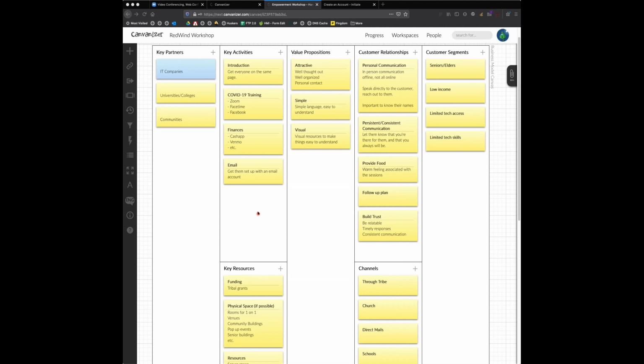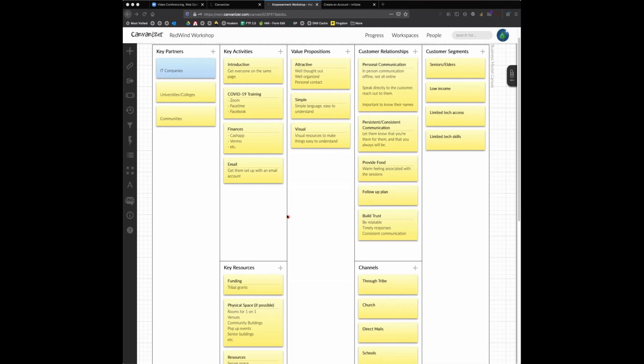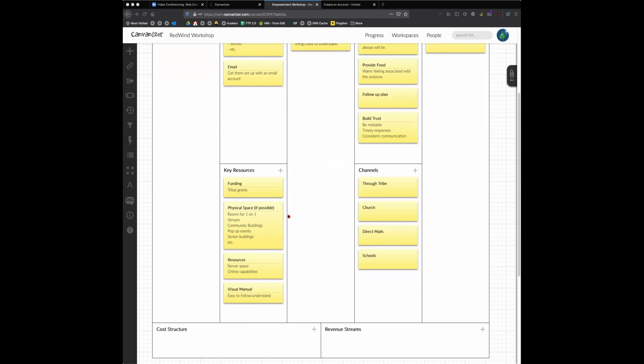So channels, ways of getting this information out to grab this audience would be through the tribe, of course. And with that, I guess that would kind of carry over to key resources as well. But we could send out through the tribe, church, direct mails, which is anything that's going out in the mail, whether that's a postcard, as well as schools, since we mentioned some of that younger population too that might not have access to things. These would be the places we would hit first to kind of push out information to the communities. Key resources, funding.